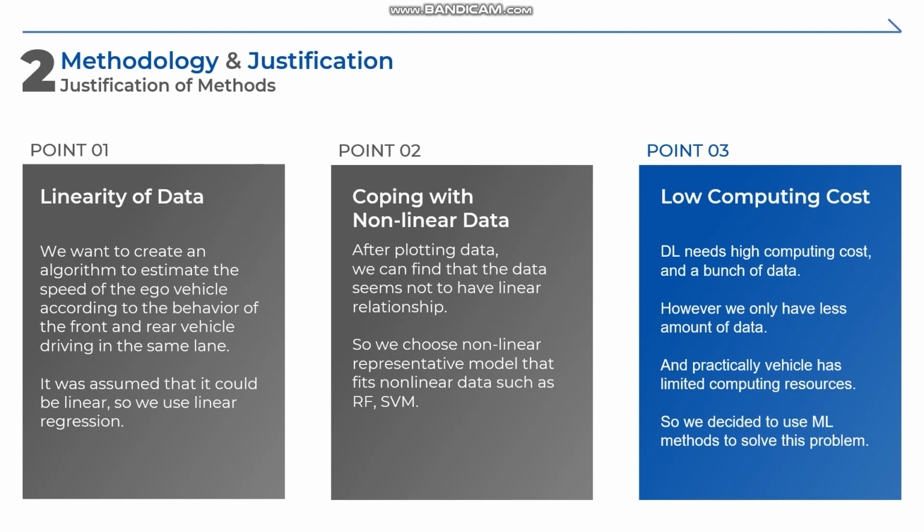However, upon data visualization, it became evident that the relationship was not strictly linear. Consequently, we have added nonlinear models that better accommodate nonlinear data characteristics, such as random forest and SVM. While deep learning is powerful, it demands significant computational resources and extensive data for training. Given our project's constraints, including limited data, deep learning doesn't seem to be a feasible approach. Therefore, we've decided to employ machine learning algorithms and compare each other's performance.